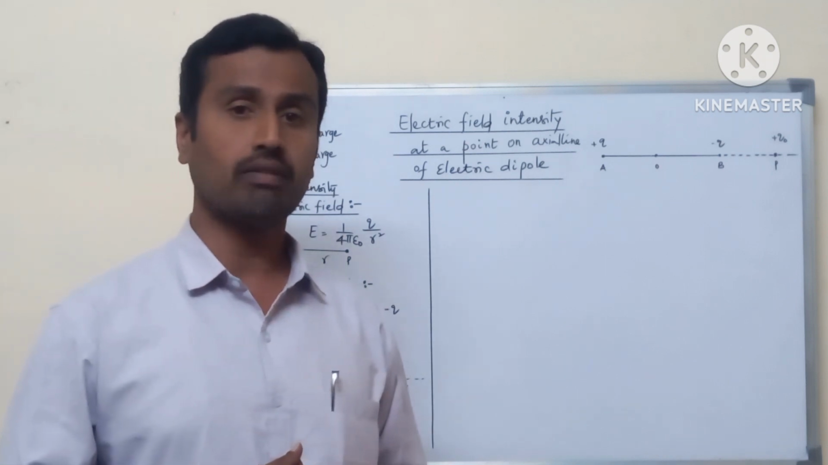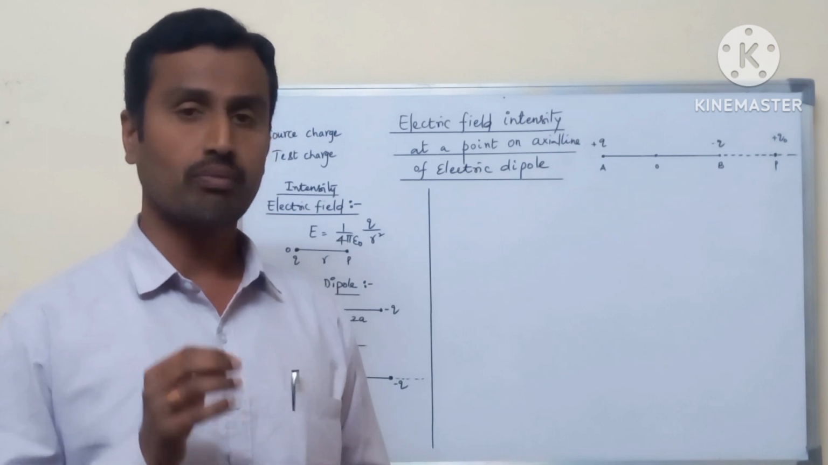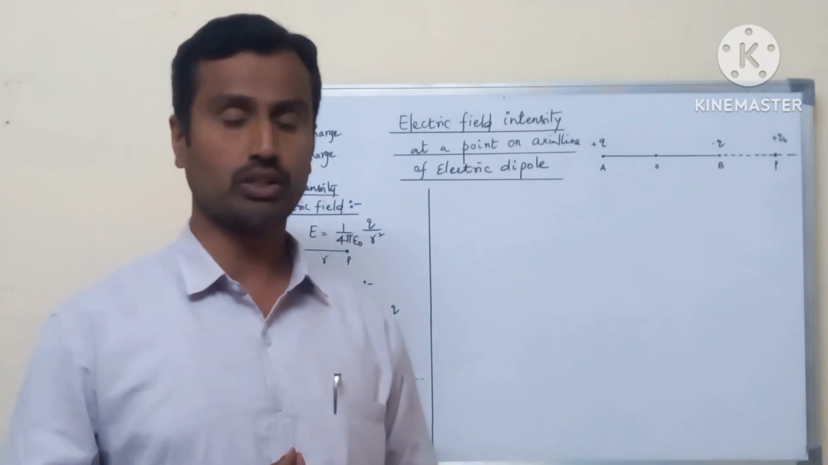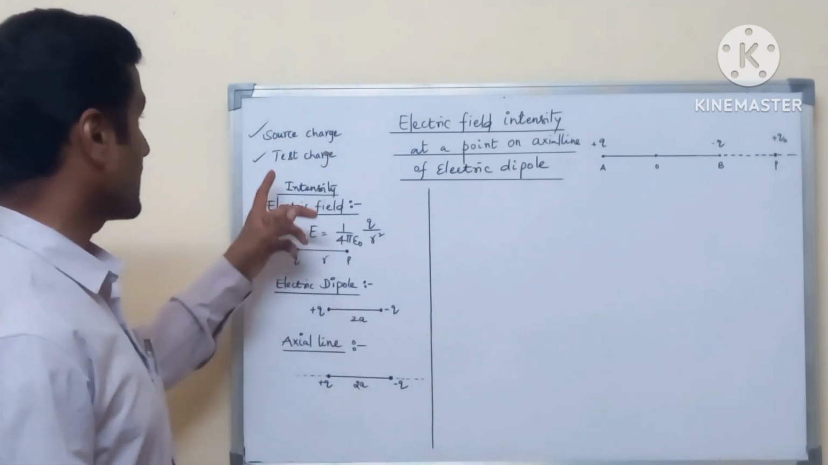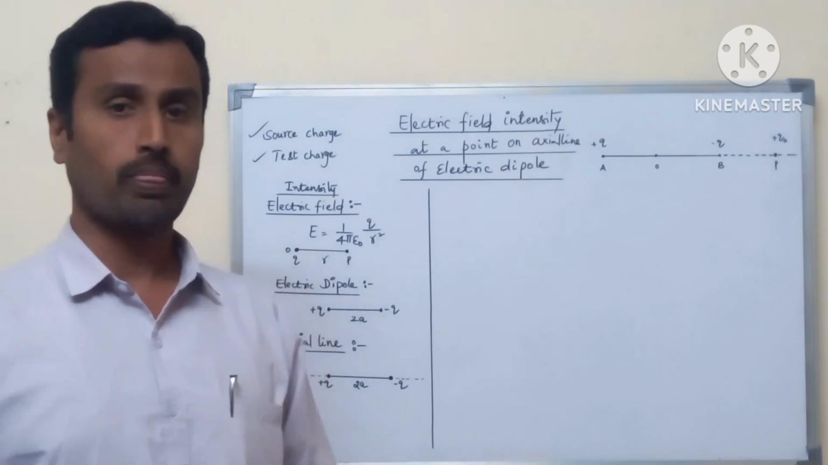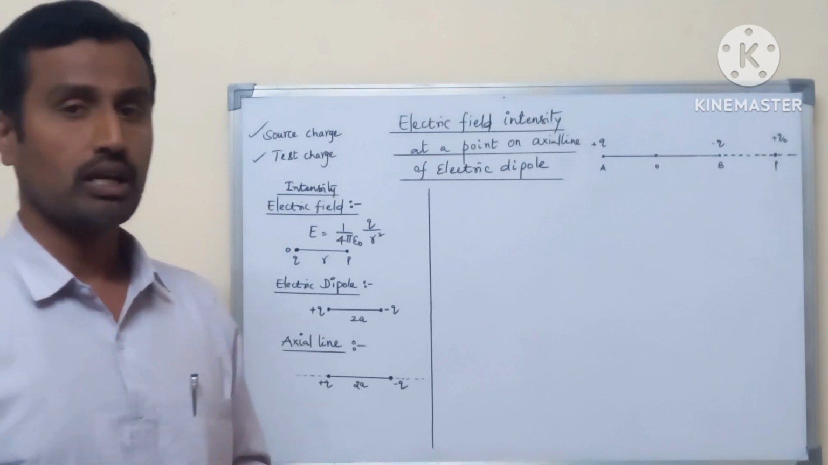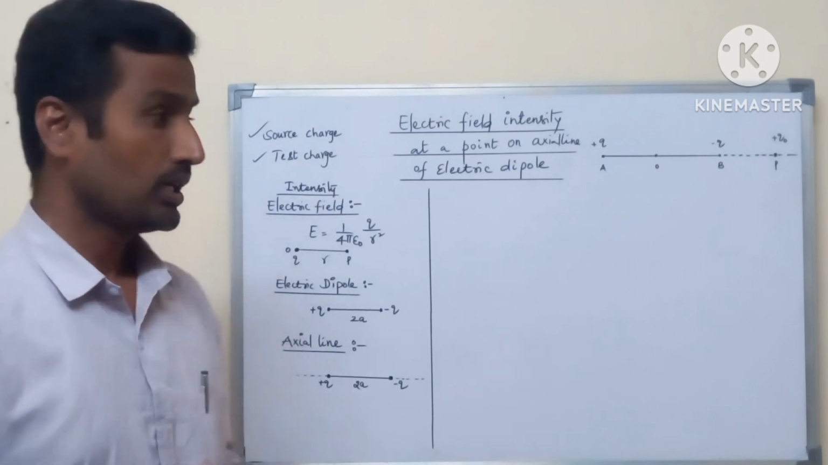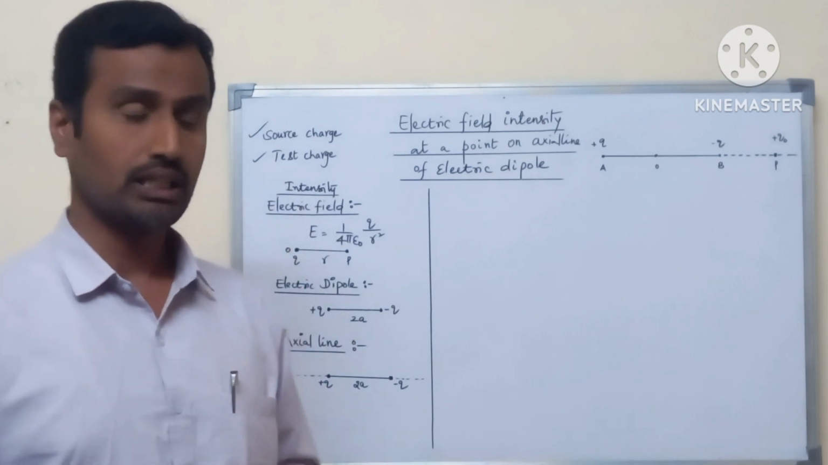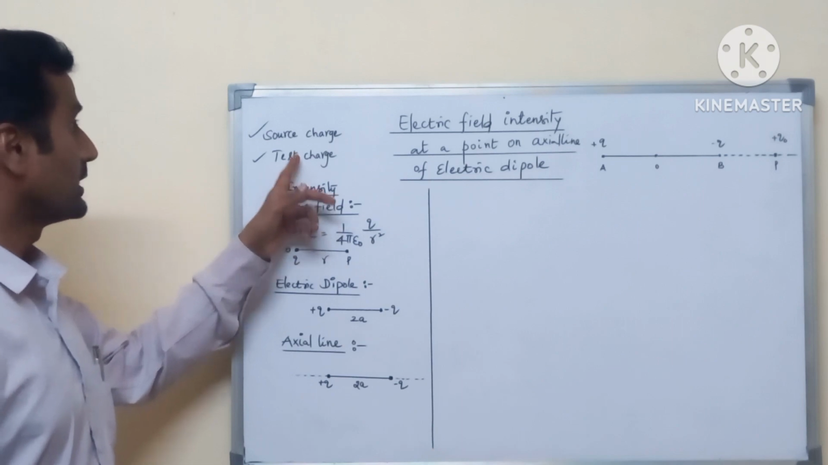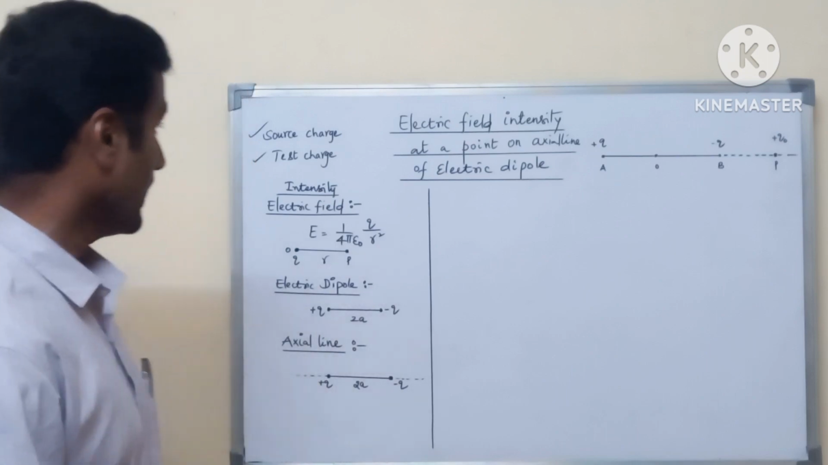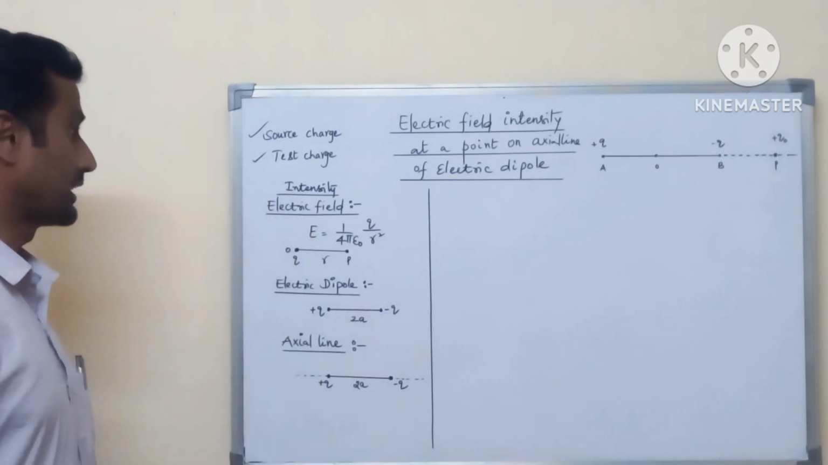Test charge is always taken as a very minute value, that is, the test charge must be of unit magnitude. And by convenience, we use it as a positive charge. That is, a test charge must be a unit positive test charge. The magnitude of test charge must be very small such that it does not influence the electric field produced by the source charge. Next one, intensity of electric field.